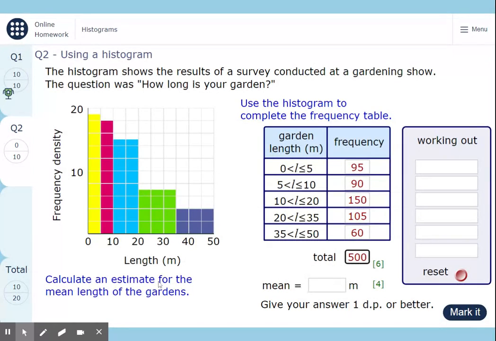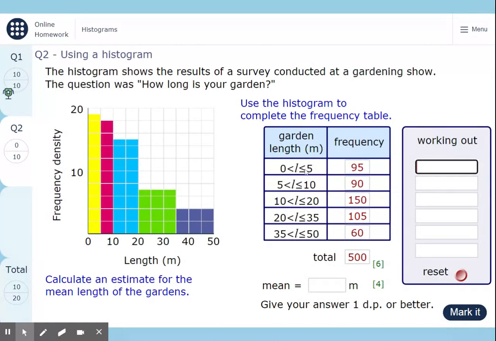Right, okay. Then it asks you to calculate an estimate for the mean length of the gardens, right? So you've got to cast your mind back now to your year 8 and 9 work where we did estimate of the mean from grouped data. And what we have to do is get the midpoint of this data and multiply it by the frequencies, which is why they've left space here for the working out.